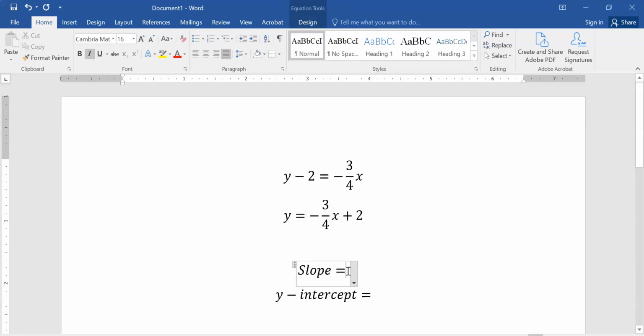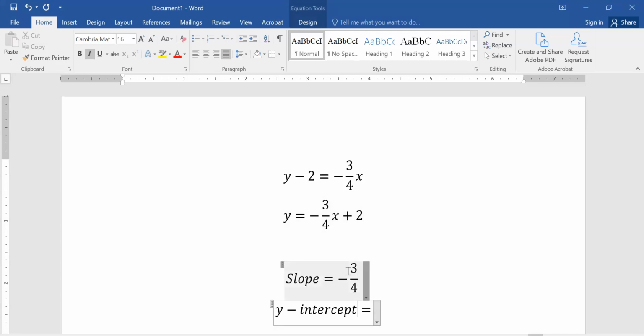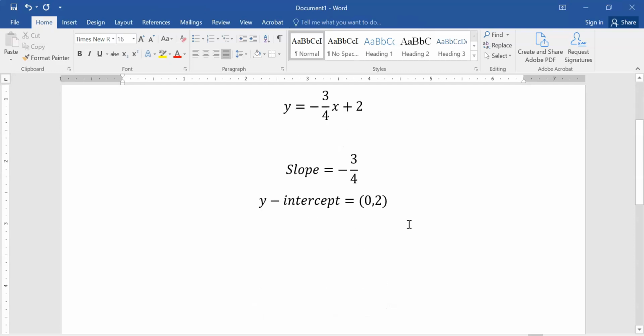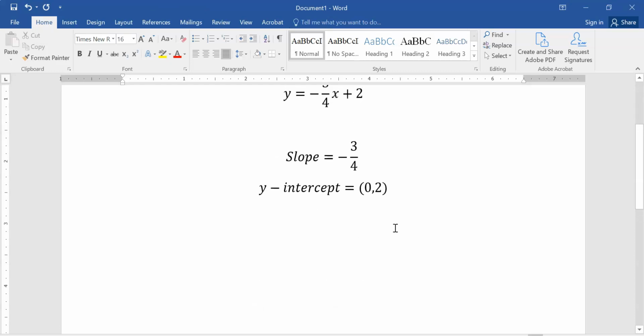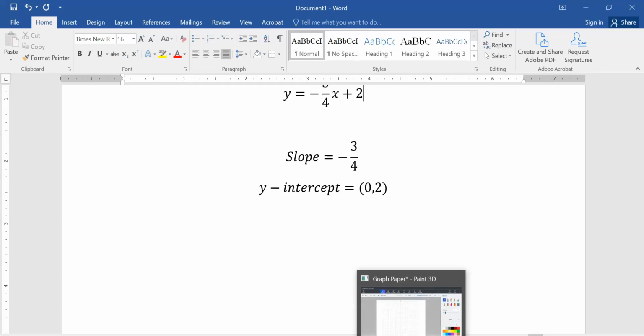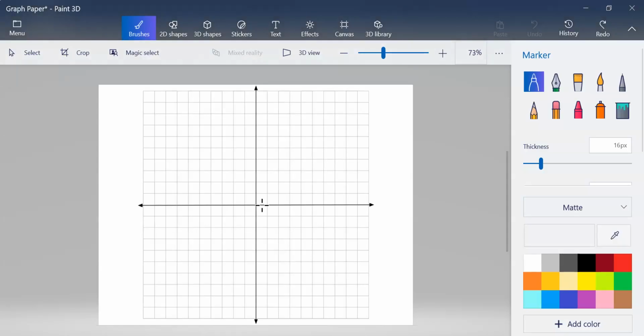So slope here, negative 3/4. The y-intercept, remember, is not just 2, but rather the point 0, 2. So the slope is negative 3/4. The y-intercept is the point 0, 2. And now I can go ahead and graph it. So I start at 0, 2. 0, 2 is right here.